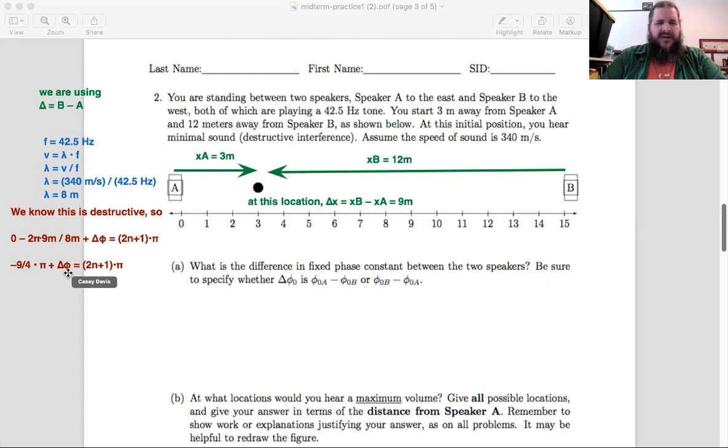And there's actually infinitely many values you could use for delta phi, because we just need these to add up to any odd number times pi. But we probably want to choose a delta phi value that's the simplest we can possibly get, the easiest number we can get to work with. So how could we accomplish this? How could we solve for delta phi here?